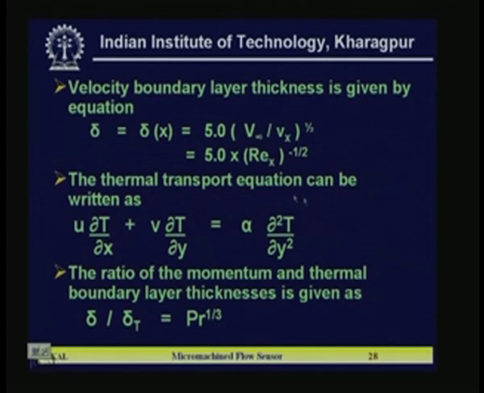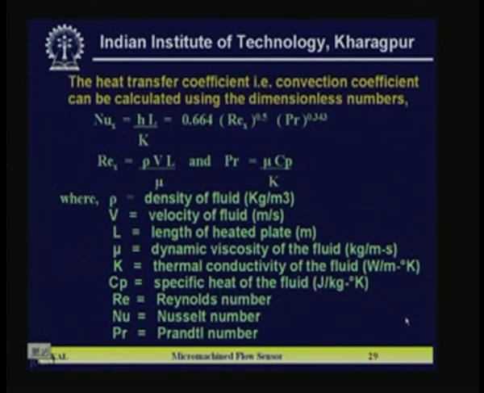The thermal transport equation can be written as this, and the ratio of the momentum and thermal boundary layer thicknesses is given by delta by delta t equal to Pr to the power 1/3, where Pr is known as the Prandtl number. Nu is the Nusselt number.